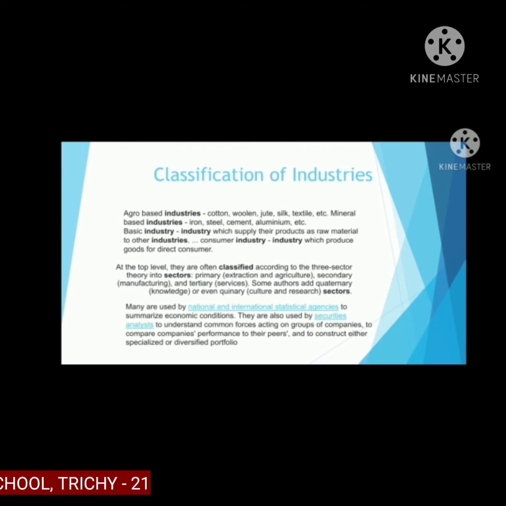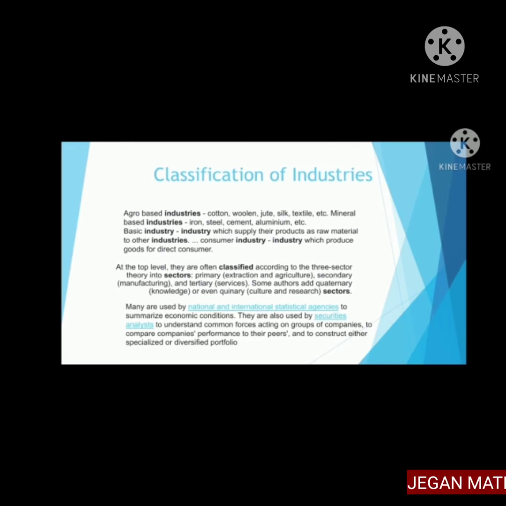At the top level, industries are often classified according to three sectors: primary, extraction and agriculture; secondary, manufacturing; tertiary, services. Some authors add quaternary and quinary sectors. These are used by national and international statistical agencies to summarize economic conditions. They are also used by securities analysts to understand common forces acting on groups of companies, to compare companies' performance to their peers, and to construct either specialized or diversified portfolios.